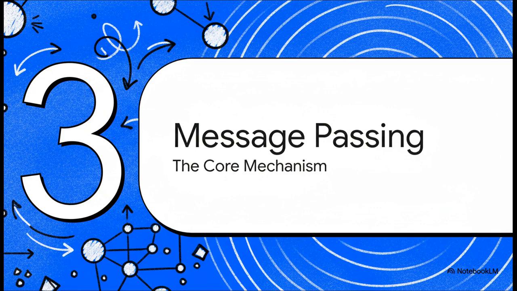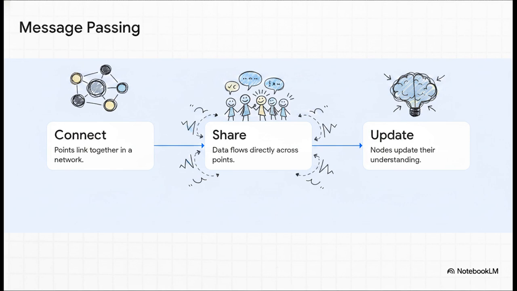Moving right along to Section 3, decoding message passing, the core mechanism. If GNNs have a heartbeat, it is absolutely message passing. Imagine you're at a super crowded party. You connect with the people right next to you. You share some information directly. And then, based on what they just told you, you update your own understanding of the room.